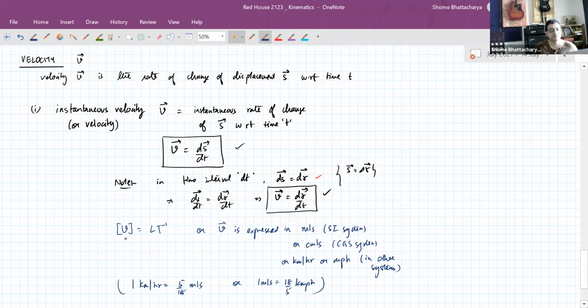So we say that the dimension of the quantity velocity, it's a derived dimension because it depends on the dimensions of 2 of the fundamental quantities, that is length and time. So it is length into time to the power minus 1. Okay. So if you haven't yet studied dimensions properly, don't worry about it. It's a very simple chapter. Okay.